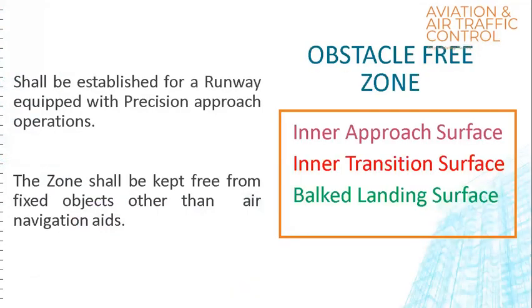So now, what is the obstacle free zone? The inner approach, inner transitional, and baulked landing surfaces together define a volume of airspace which is in the immediate vicinity of a precision approach runway, and this is known as the obstacle free zone. This zone must be kept free from fixed objects, other than lightweight frangibly mounted aids to air navigation, which are very close to the runway and have to perform their function, and transient objects such as aircraft and vehicles when the runway is being used for precision approaches. Other than that, there should not be any obstacle.